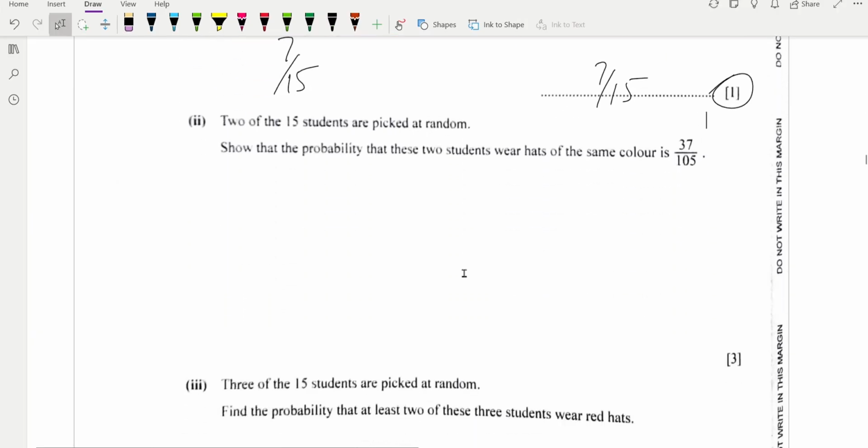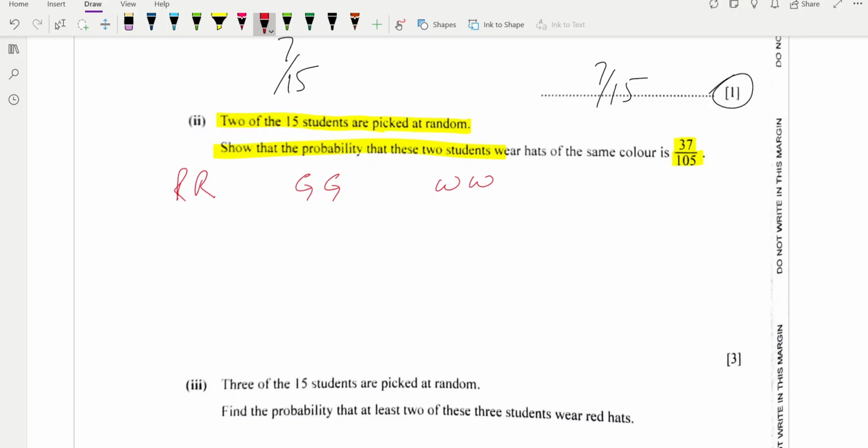Then the same question, part 2. 2 of the 15 students are picked at random. Show that the probability that these 2 students wear hats of the same color is 37 over 105. So same color can be red or green or white. So these are the options which the students can have.